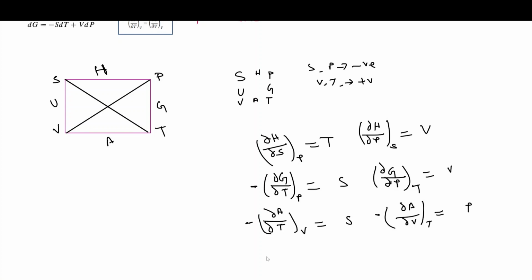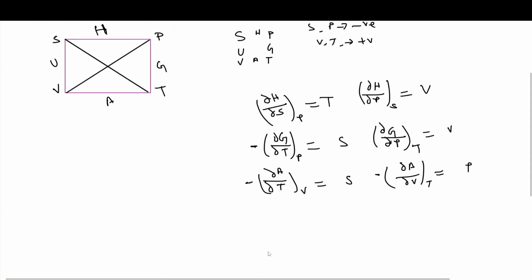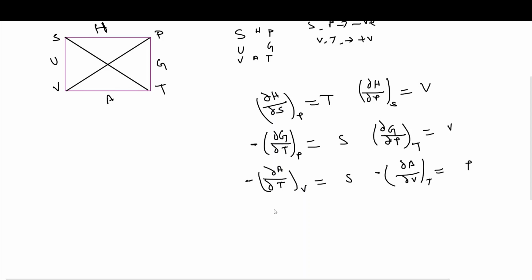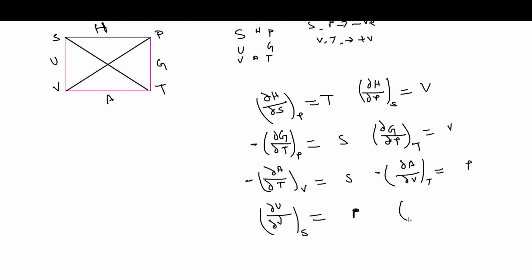And now again for U, we get del U by del V at constant S; the value will be opposite of V, that is P. Also del U by del S at constant V will be opposite of S, that is T. So we got these 8 equations, and if we practice a couple of times, we will have no mistake ever.